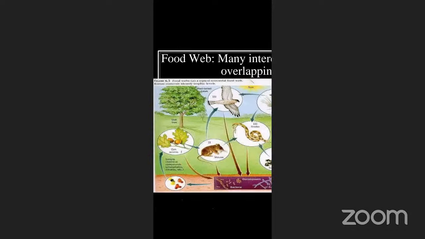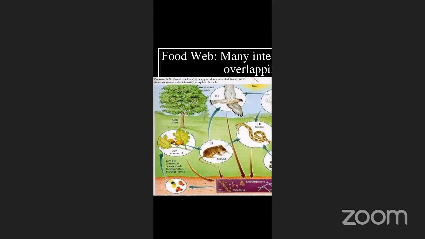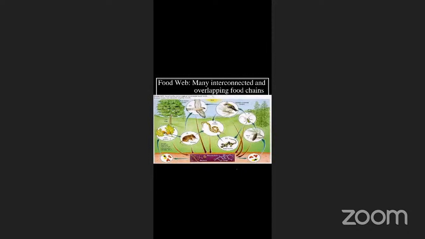Here, this is the example you can see. This is an oak tree. On this tree, a mouse is feeding. Now this mouse is eaten by a snake and also an eagle or hawk. Then there are some birds on the trees too. Even the birds are eaten by this snake and this hawk. And this bird eats insects, which are again present on the trees.